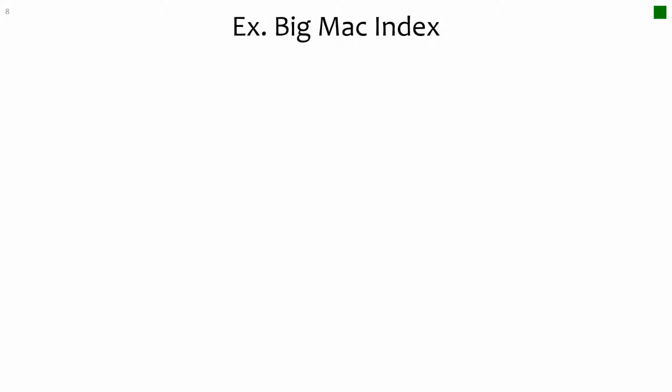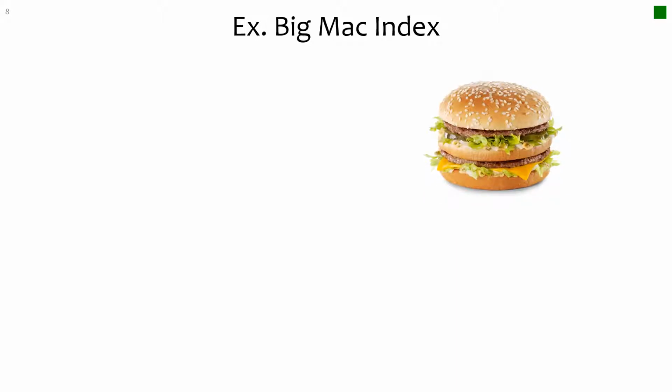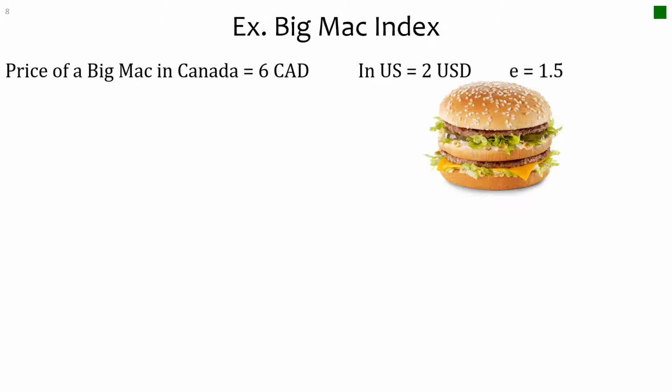Here's an example to illustrate the purchasing power parity, and that's the Big Mac index. They actually do have this index. The magazine, The Economist, you might have heard of it. They have this index. So let's look at an example. Let's say the price of a Big Mac in Canada is 6 Canadian dollars, and in the States it's 2 US dollars, and the exchange rate is 1.5. And if you remember, with the exchange rate, you have to be careful about the units. The units are Canadian dollars compared to the foreign currency. So you need 1.5 Canadian dollars to obtain 1 US dollar.